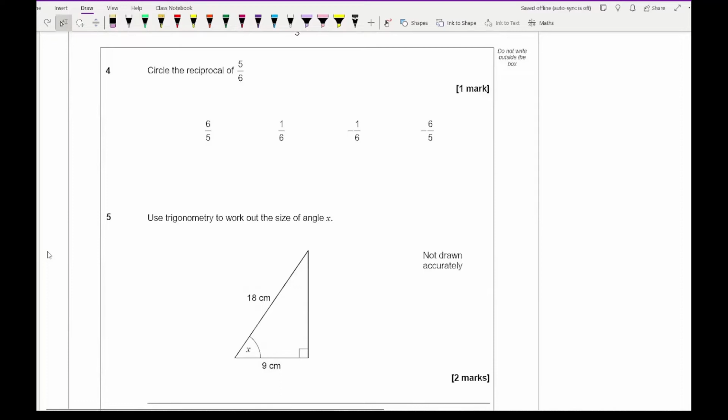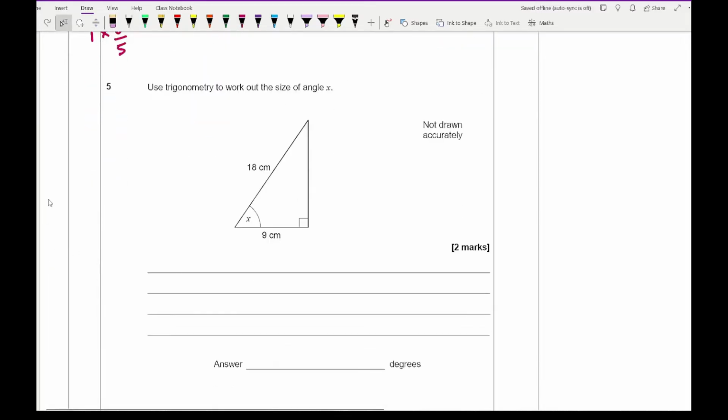Well, question 4, it says circle the reciprocal of 5/6. Now reciprocal just means 1 divided by. If you're not too sure about the rule of the reciprocal of fractions, you can just go into normal division, so 1 divided by 5/6, which then becomes 1 times 6/5, which is just 6/5. The other alternative is when you're doing the reciprocal of a fraction, just simply flip the numbers and you'll get your answer. And the next question then says use trigonometry to work out the size of angle x.